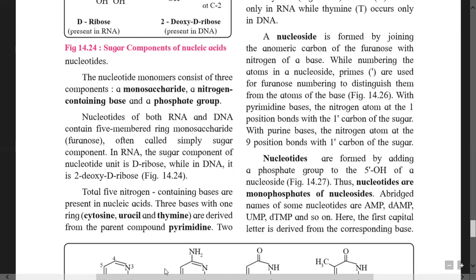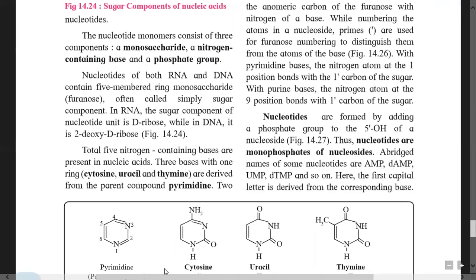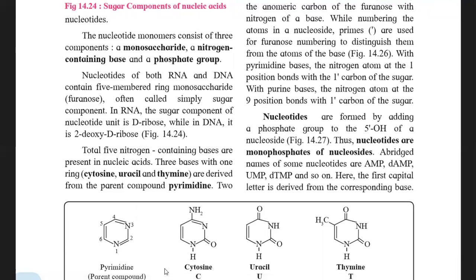Then the nucleotides of both RNA and DNA contain a 5-membered ring monosaccharide, that is furanose type of structure, simply called the sugar component. This monosaccharide unit is called the sugar component. In RNA, the sugar component is D-ribose, and in DNA, the sugar component is 2-deoxy D-ribose. So these components are present in RNA and DNA.